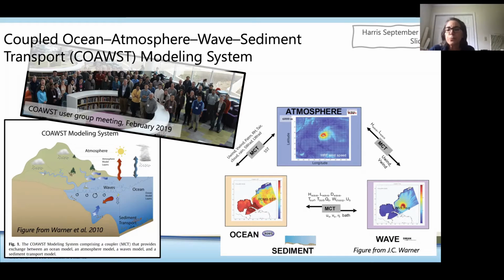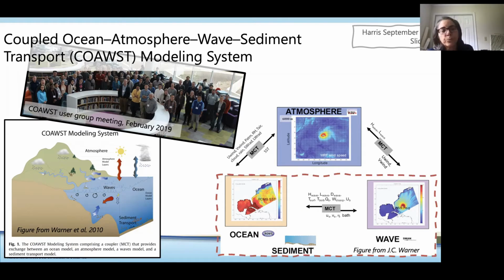So in my own research, this system, COAST, coupled ocean atmosphere wave sediment transport, includes components for all of those things. It uses ROMS for the ocean model, WRF for the atmospheric model, SWAN for the wave model, and what I call the CSTMS for the sediment transport model. Most of the work within my group has used, of course, the ocean model ROMS, the CSTMS model for sediment, and then in some of my applications, we've also included the wave modeling of SWAN.